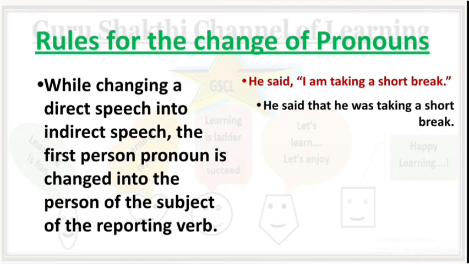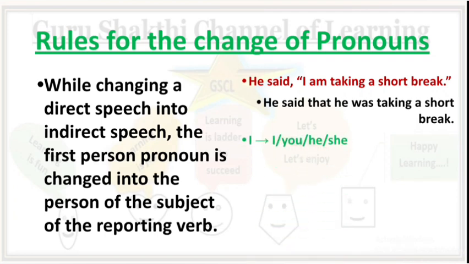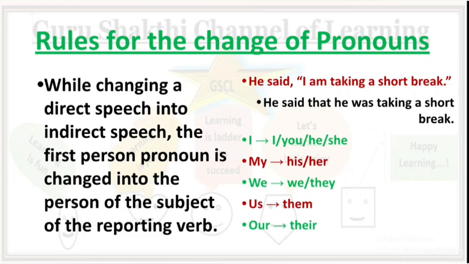Depending on to whom the personal pronoun is referring to, it could be changed as follows. I could be changed to either I, you, he or she. My could be changed to his or her. We could be changed to we or they. Us could be changed to them. Our could be changed to theirs.